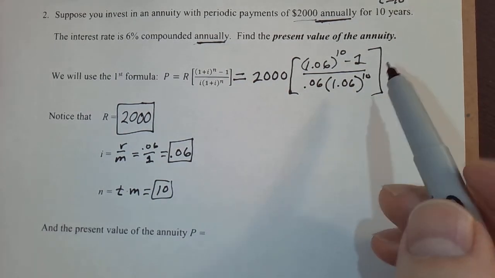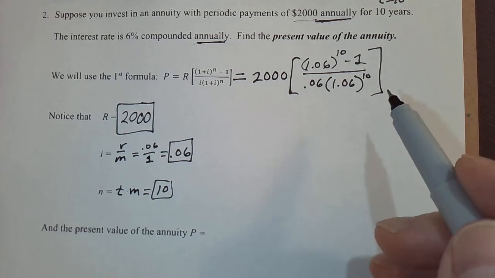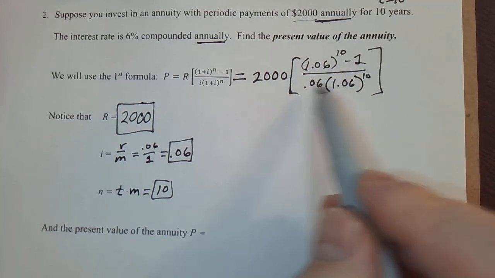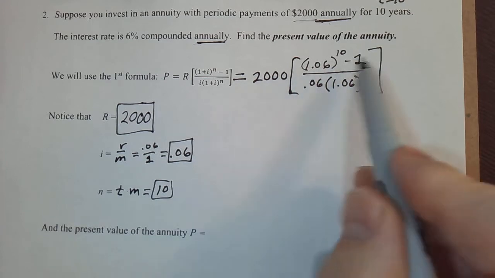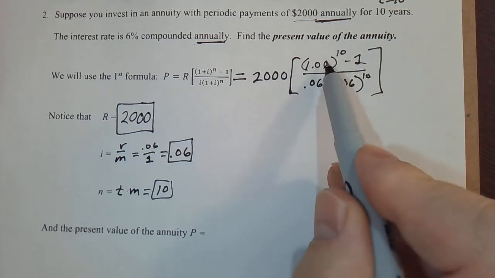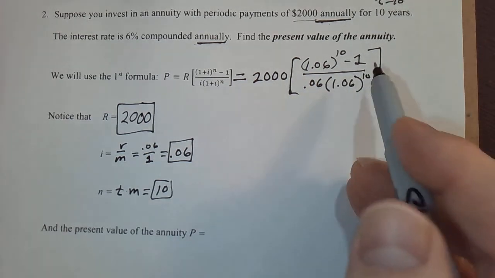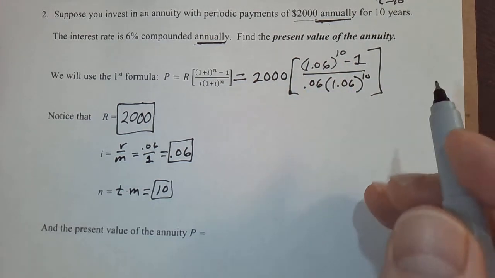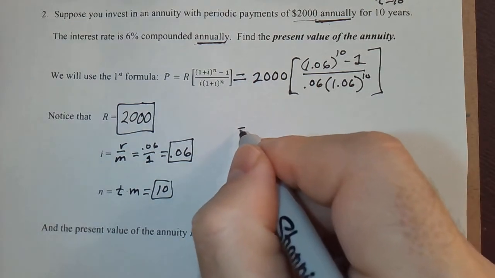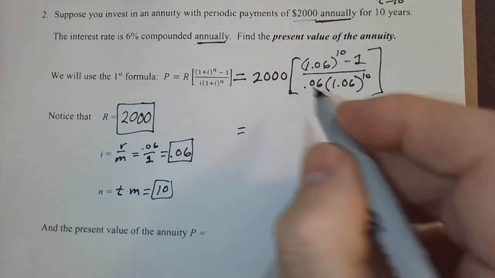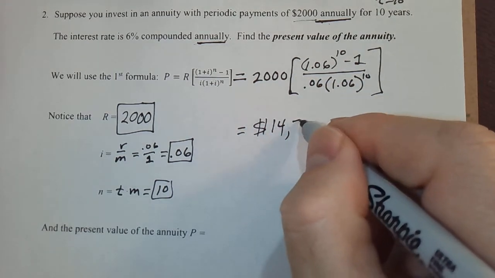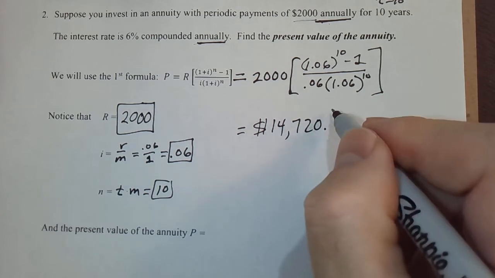Now, don't be tempted, I hope you remember your arithmetic. You can't cancel these two because in the top, it's not 1.06 to the 10th times something, it's this minus that. So you can't cancel those two things. Don't make that simple mistake. All right, if you plug this into a calculator, you're going to get 14,720 and 2 cents.